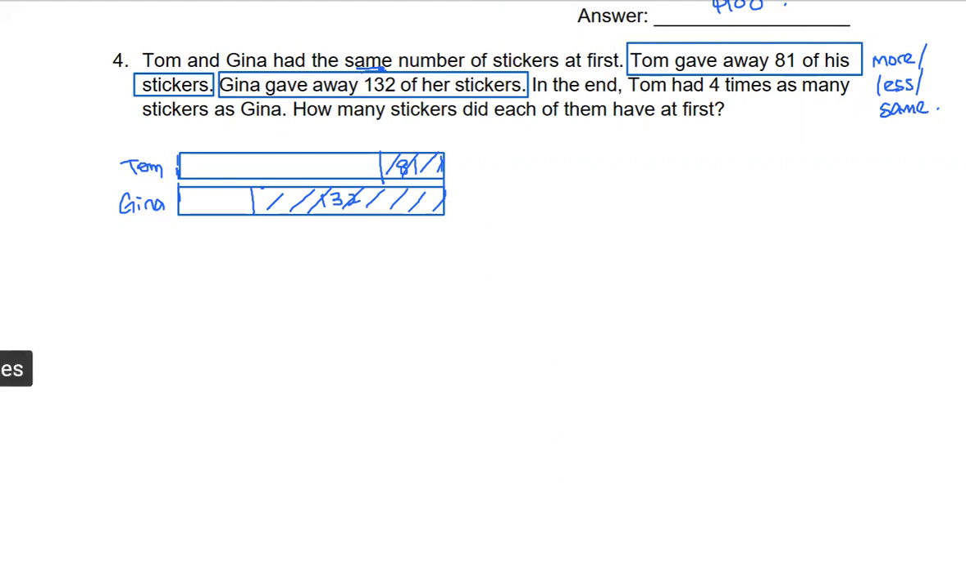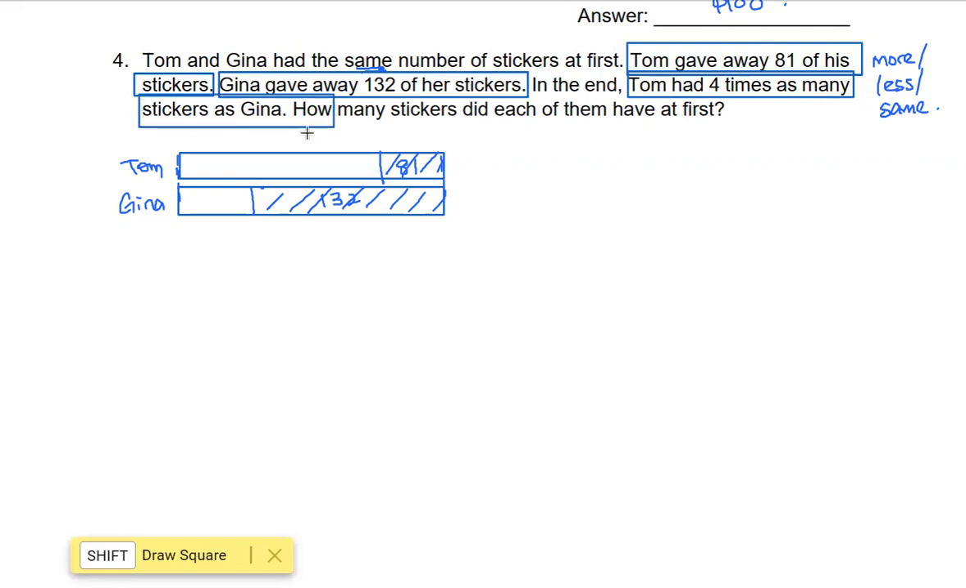And in the end, Tom has 4 times as many stickers as Gina. So in the end, there's 4 times. I'm not going to cut it into 4 units, but if you want to cut it, you can. Mine is not very proportionate, but let's say this is 4 units, and Gina is 1 unit.